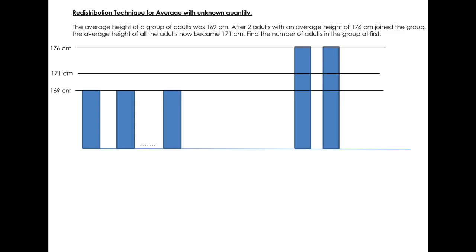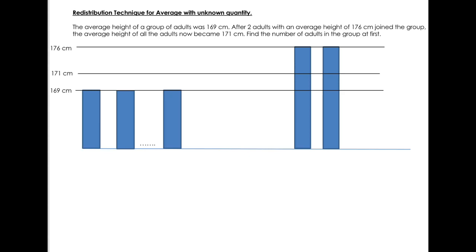Using the redistribution technique to solve average questions with unknown quantity. Let's read the question first. The average height of a group of adults was 169 centimeters. After two adults with an average height of 176 centimeters joined the group, the average height of all the adults now became 171 centimeters. Find the number of adults in the group at first.